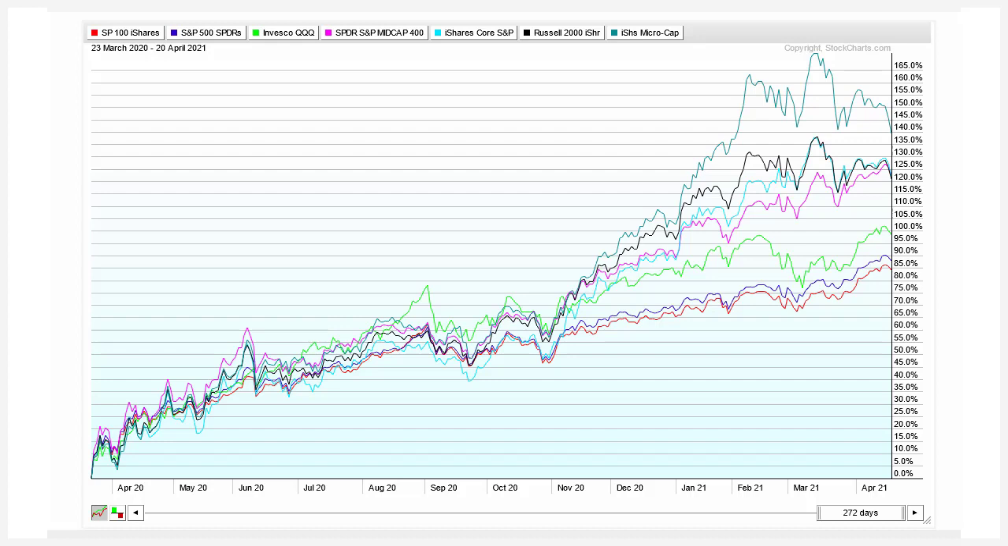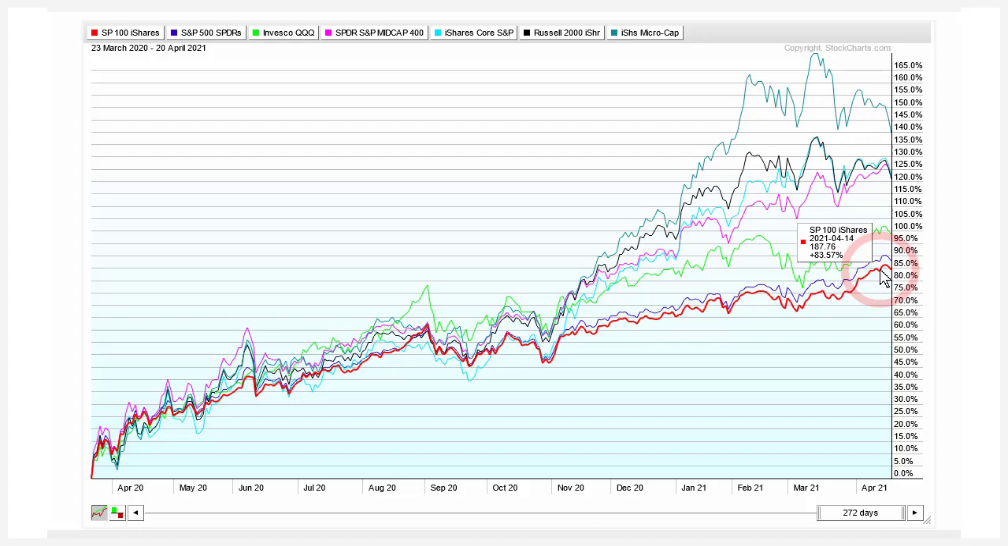perf chart showing 7 major index ETFs or broad market ETFs. We've got the S&P 100 OEF, SPY, QQQ, mid caps MDY, small caps IJR, small caps IWM, and micro caps IWC. And this is performance going back towards that March low in 2020, and we can see some obscene gains. So the red line there is the S&P 100.